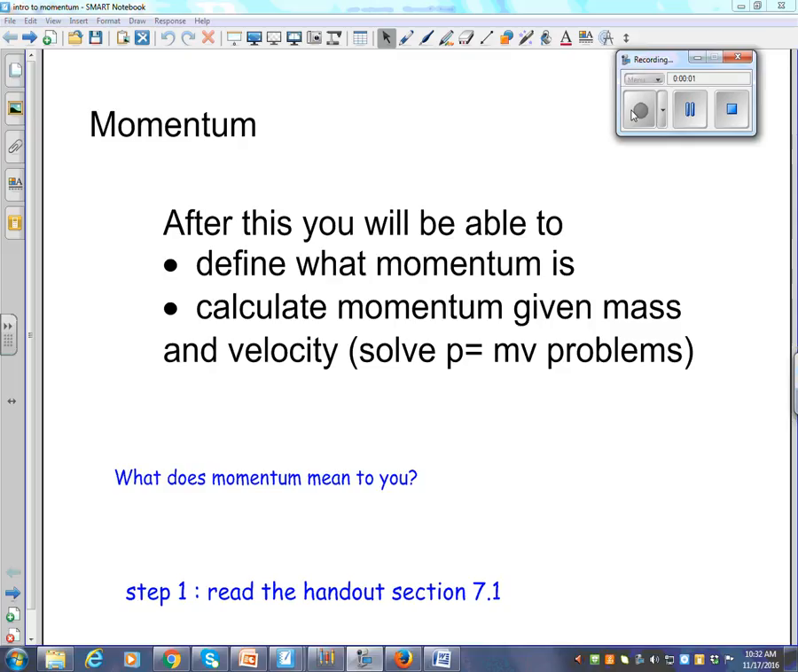The unit is momentum. Today you're going to define what momentum is and be able to calculate momentum given mass and velocity. In other words, solve P equals m times v problems. This will be like a breath of fresh air for you because they are incredibly simple. That number times that number.